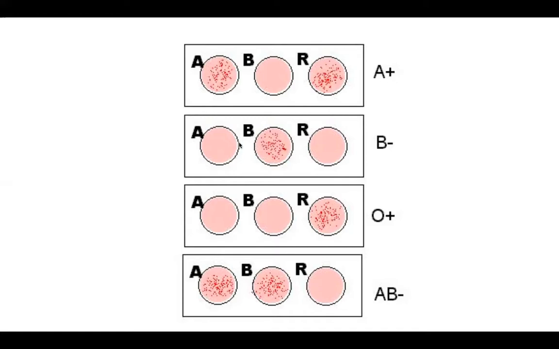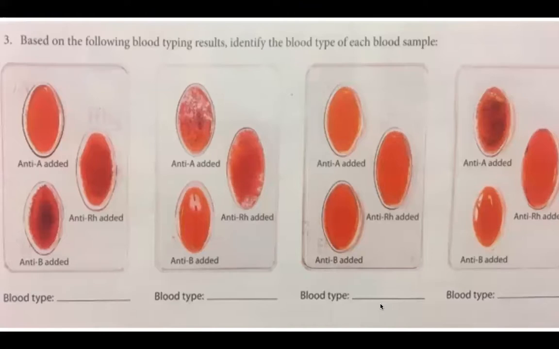The second individual, well, didn't clot in the A antibodies, but it did clot in the B. So he's B, and he's B negative because the Rh antibodies also did not clot. How about the third individual? Well, didn't clot here, but the Rh factor did clot. He has O positive blood. And down here, you'll notice that it clotted in the A and the B, but not in the Rh factor. He has AB negative. All right, your turn to try.